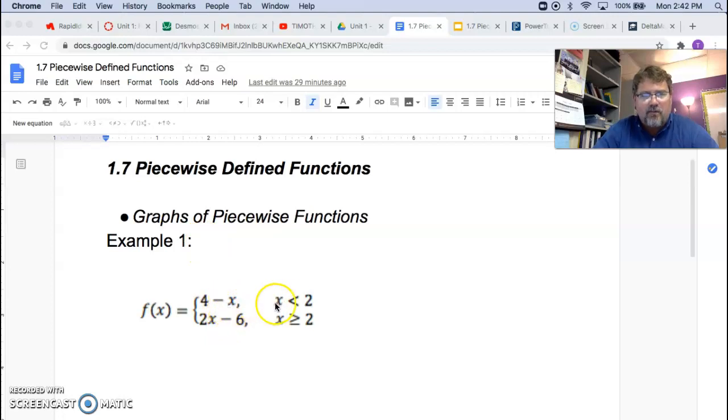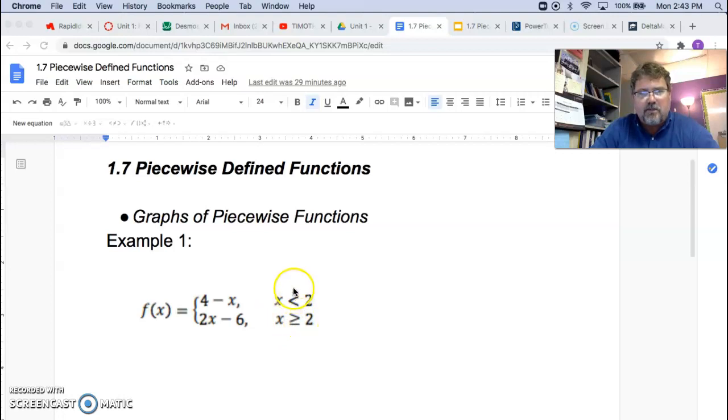Now, first, this is 4 minus x, which is a linear function. It's got a slope of -1 and a y-intercept of 4. And this is telling you where the domain of that piece is allowed to be. So this is the piece where the domain of x is less than 2. This is another linear function, slope of 2, y-intercept -6, that's an mx plus b. And it lives if x is greater than or equal to 2.